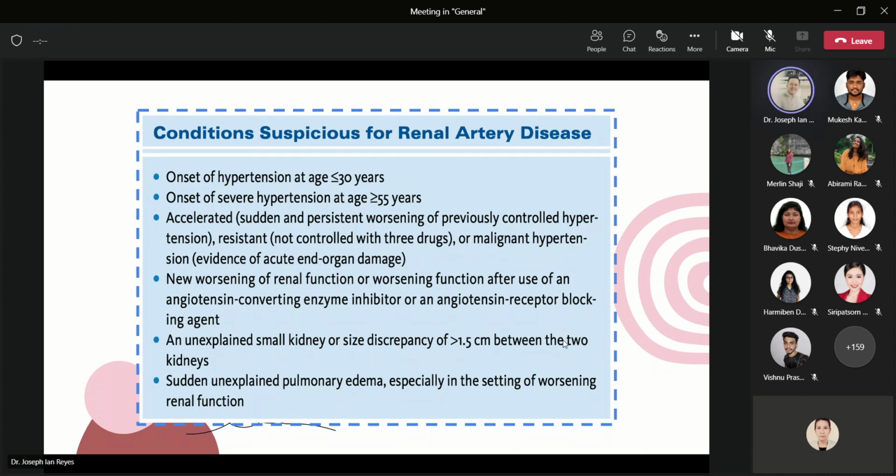Then unexplained small kidney, or a size discrepancy of more than 1.5 cm between the two kidneys. So upon an ultrasound or CT scan, there are discrepancies in the sizes of the kidneys. So maybe your patient has this. Sudden unexplained pulmonary edema, especially in the setting of worsening renal function. So end-stage renal disease patients would have this condition.